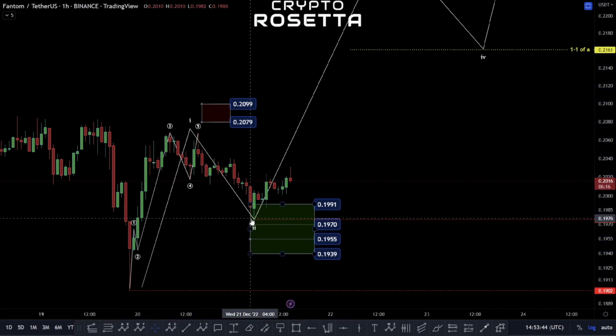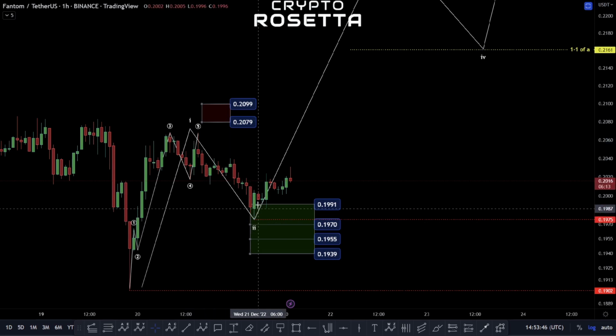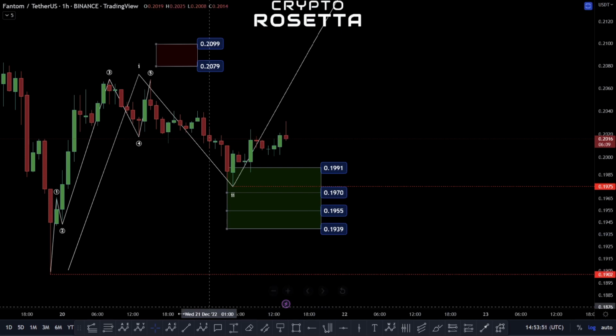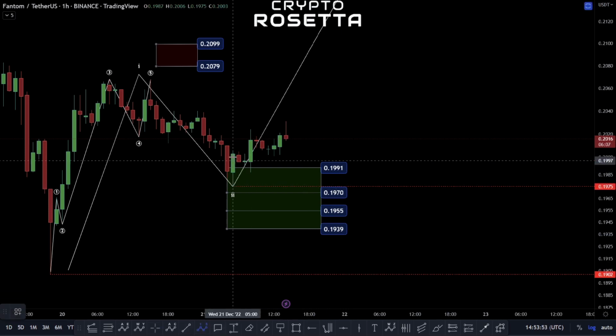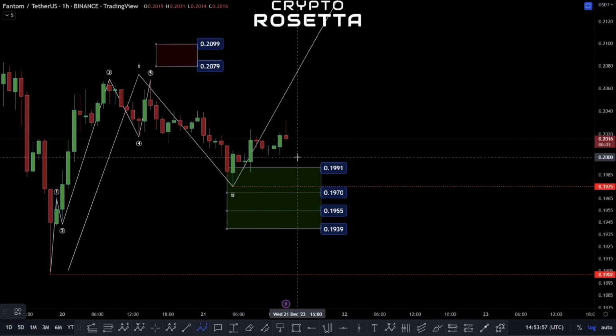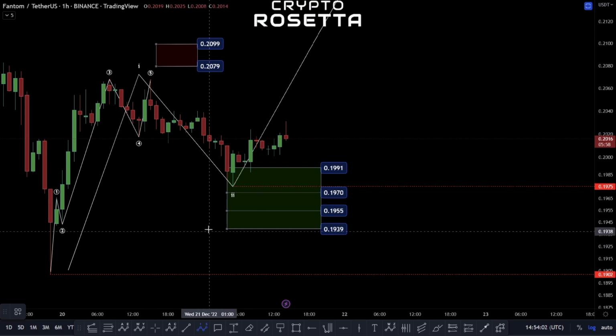It is not clear though if this wave 2 is completed yet, because we don't have a lot of structure yet to go off of. We could argue that potentially we have a 1, 2, maybe another 1, and we're going to form another 2 here, and then we would be looking for a move to the upside.